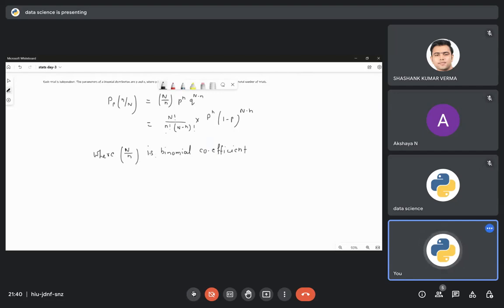Binomial coefficient, and P and Q refer to success and failure. Success and failure, like head and tail, or any binomial outcome, like pass or fail, respectively.